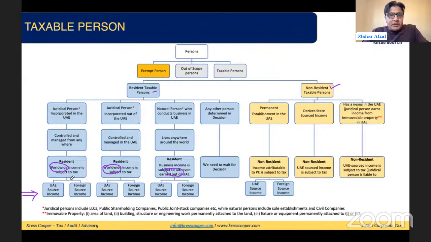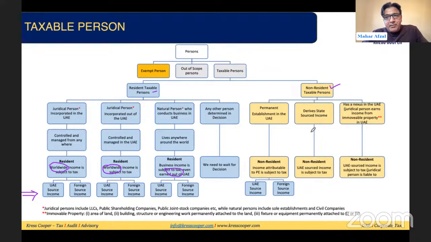When we are talking about worldwide income for the UAE, there is a possibility that this worldwide income is being earned from the UAE and income is being earned out of the UAE. In the same way, this is applicable for the juridical person who is controlled and managed in the UAE, even if the person is established or incorporated out of the UAE. In the same way, it can be applicable for the natural person as well and the PE of the non-resident person.